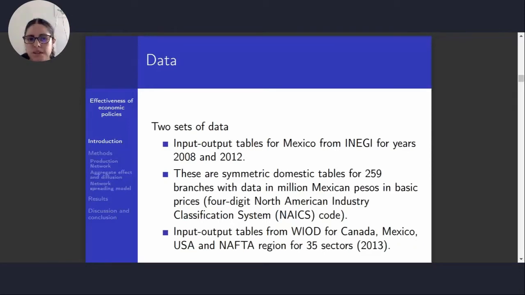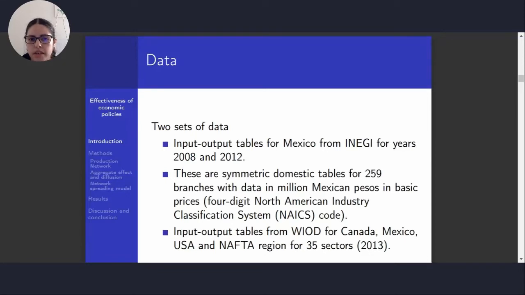One comes from the INEGI, which is the official data provider for Mexico. And with this classification of sectors, we have 2 years, 2008-2012. These are symmetric domestic tables for 259 sectors, and they are in a million Mexican pesos.